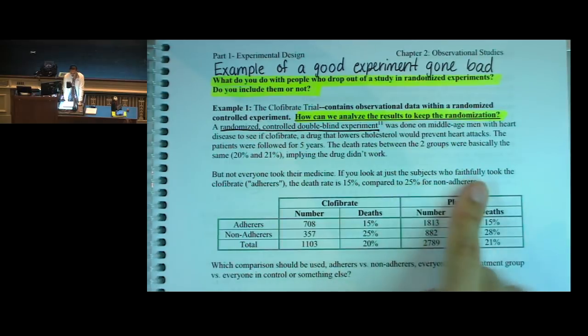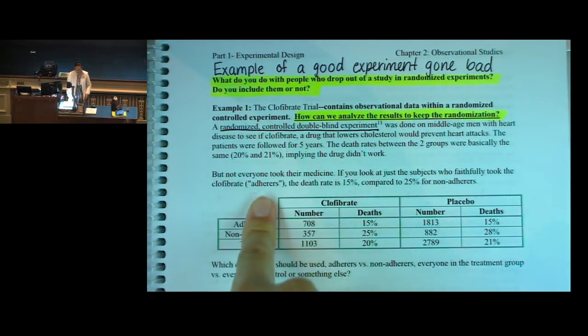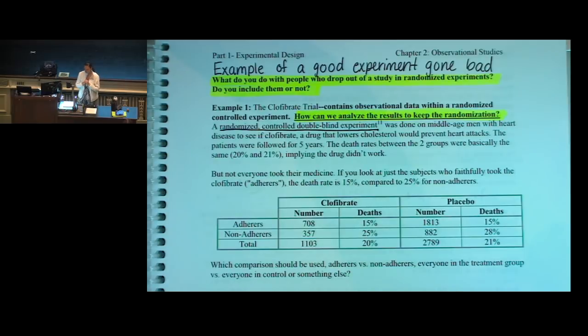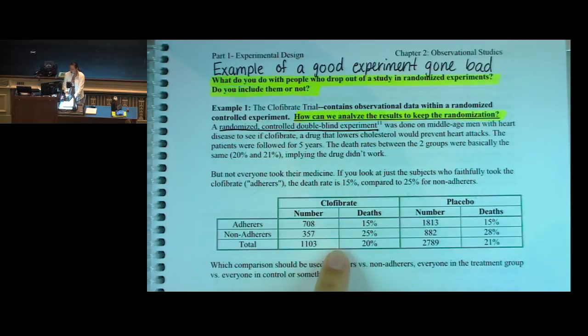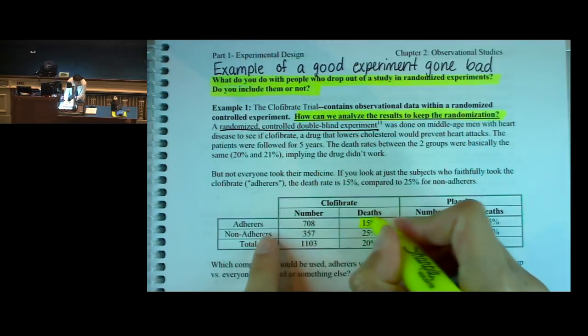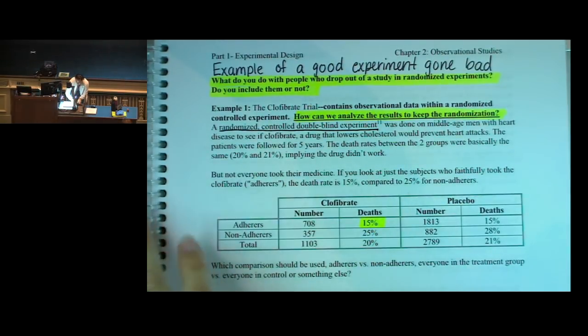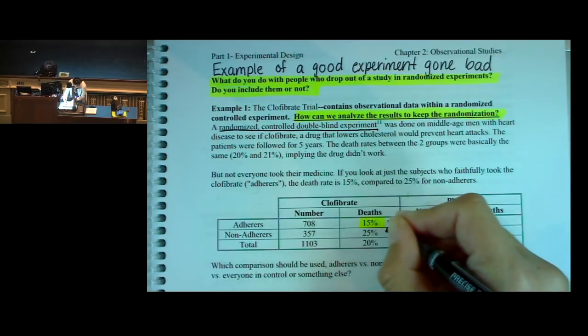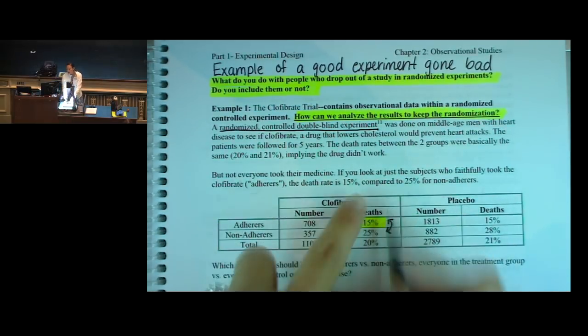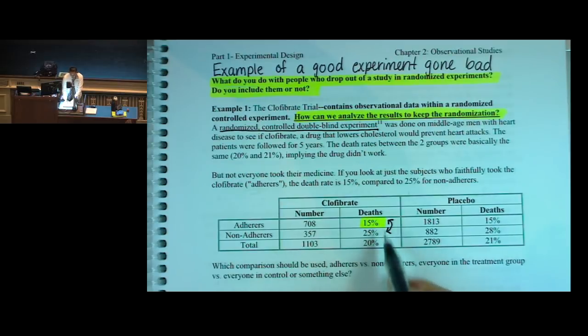It says if you just look at the subjects who took the clofibrate, and we're going to call them adherers, they adhered to the treatment, then their death rate, so let's see, there's this chart. They're saying if we just look at the adherers, the people that took the clofibrate, their death rate was 15% compared to 25% for non-adherers. So they're looking at these 2 numbers. Let's look at the people who took it, the people who didn't, and it looks like the drug worked, right? Lower death rate for the adherers, higher for the non-adherers.